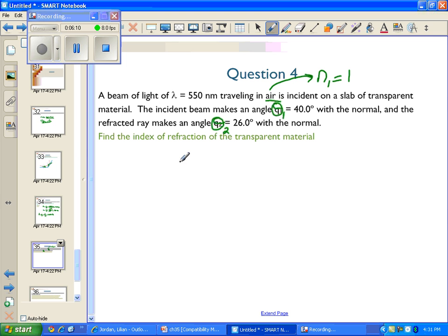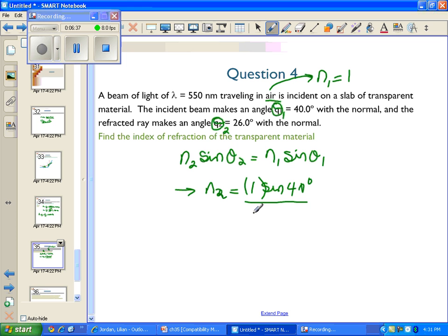Well, we can use Snell's law. N2 sine of theta 2 is equal to N1 times the sine of theta 1. Solving for N2, N2 will be equal to 1, the value of N1, times the sine of 40 degrees, that's theta 1, divided by the sine of 26 degrees, which is theta 2. And this gives us a value of 1.47.